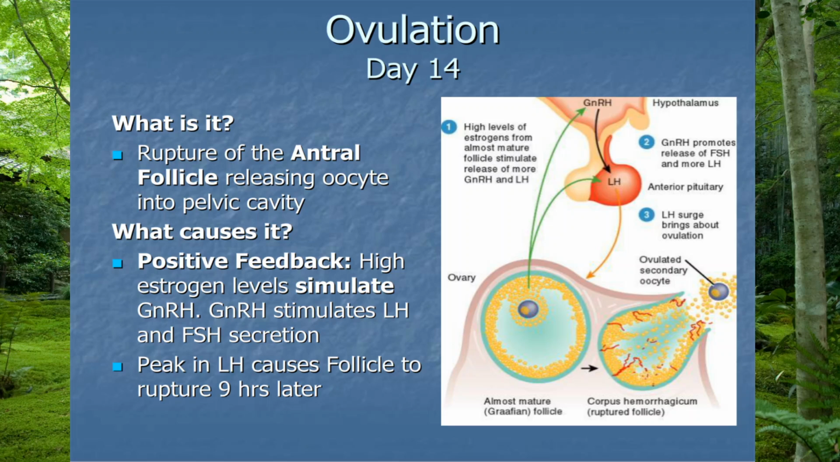So with large levels of estrogen, we stimulate more and more FSH and LH release, which stimulates more and more estrogen, which stimulates more and more FSH and LH release, and we have this surge in both FSH and LH. And the surge in LH, or luteinizing hormone, is what actually causes ovulation. Typically, ovulation happens within 7 to 9 hours after the peak in LH secretion.